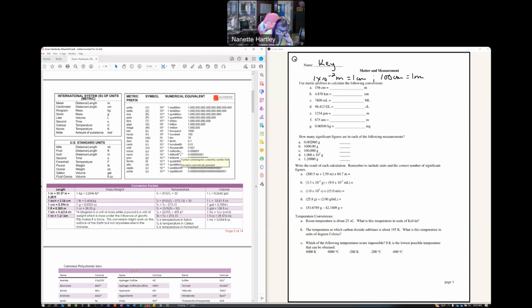So if I want to go from 156 centimeters, then I want to put my conversion factor into the next block. And I need to have the centimeters on the bottom so that they cancel and the meters on the top so that they stay. So if I know it's 1 times 10 to the minus 2 meters per centimeter, then the centimeters cancel, and that leaves me with 156 times 1 second EE minus 2.